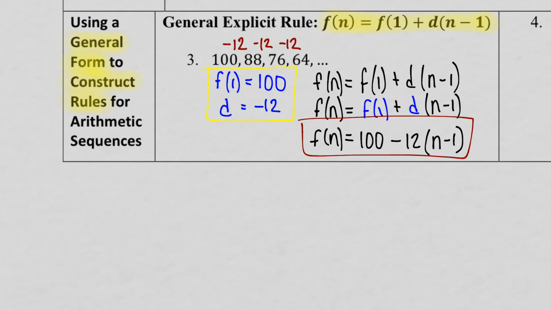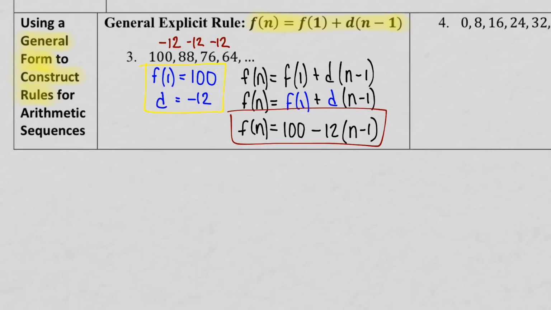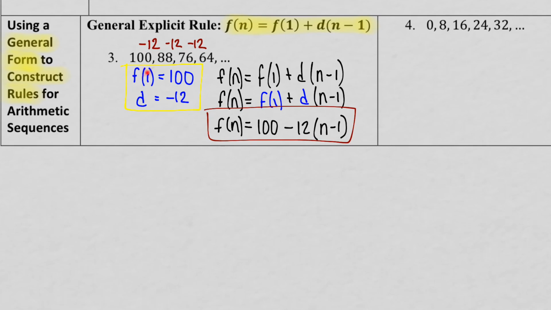Okay, if you got a little confused, that's okay. Let's do it again. Let's go to number 4 and watch how it's done again. Remember, the first two things that you need to find are f of 1 and d. That's what you care about right at the beginning. Okay, so here's the next sequence, 0, 8, 16, 24, 32. Two things you need to find first, f of 1 and d, right? Always find those two things first.